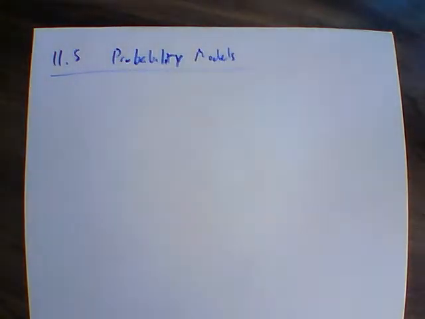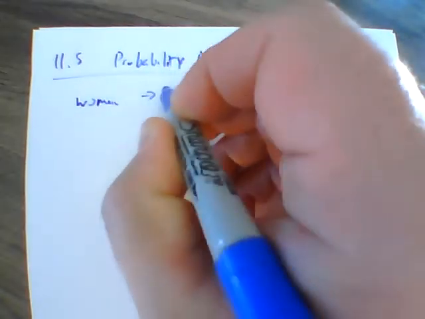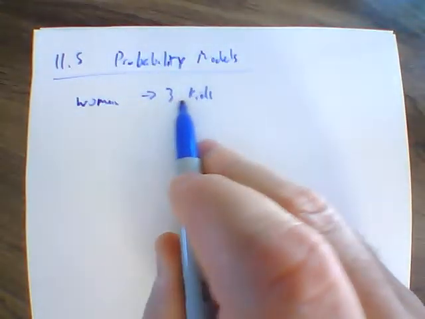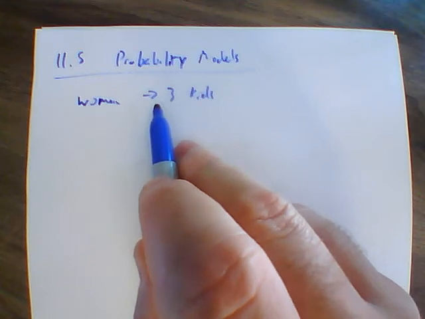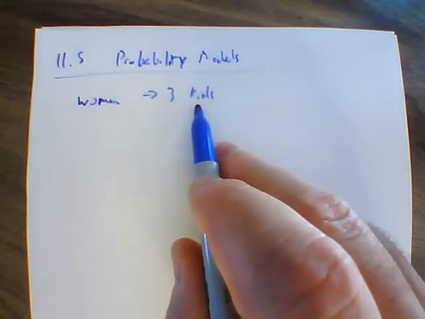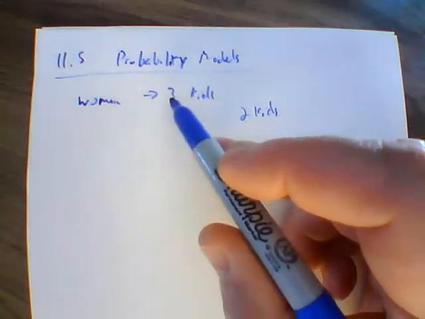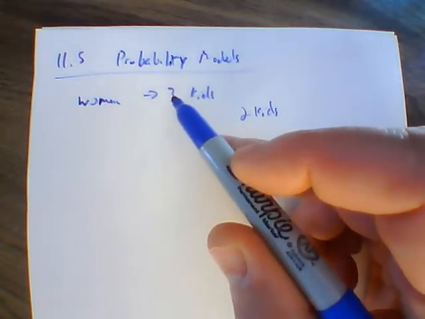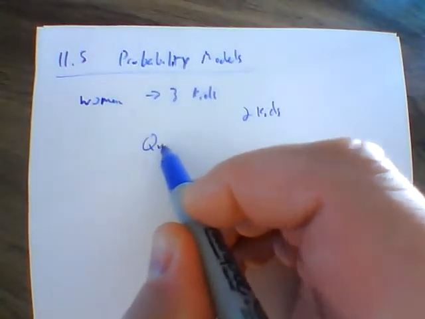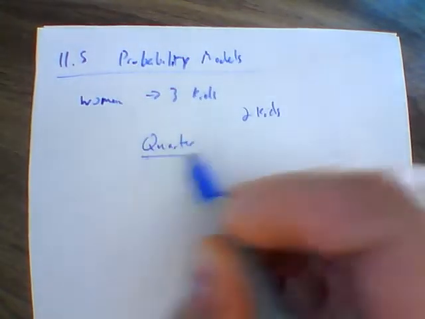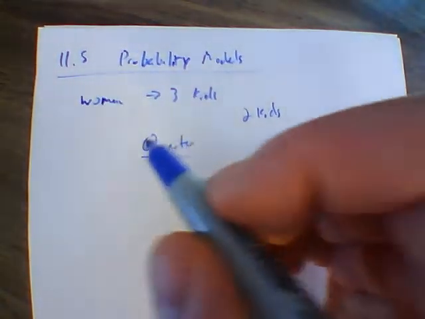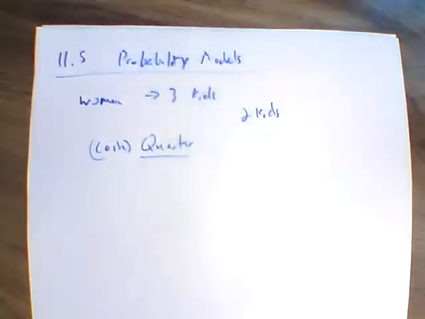For instance, we can talk about a woman having 3 kids. We could look at the 3 births and we could say, well, what's the probability that we would get 2 kids? So we could talk about 2 kids here. Well, we've got to figure out how we are going to simulate these 3 births. Well, one of the things we could talk about is a quarter, or other coin. So I can just put a coin right here also.